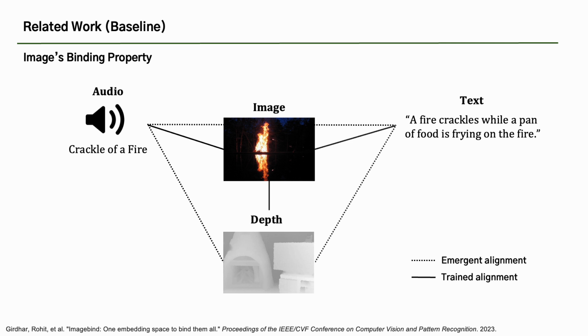ImageBind leverages the binding property of images. Like a single fire image naturally connects to its crackling sound and textual description. By training each modality to align with images, ImageBind creates emergent alignments between unpaired modalities, like between the text and audio of fire. This enables a more flexible unified embedding space.